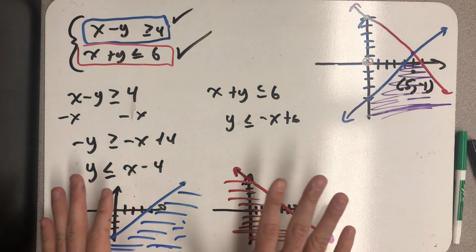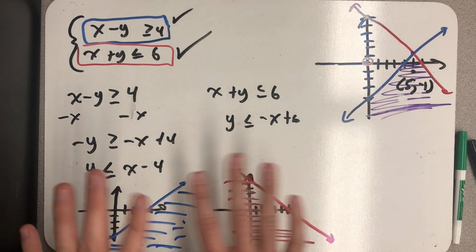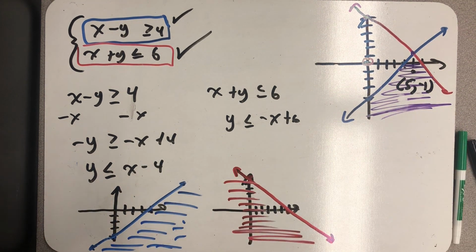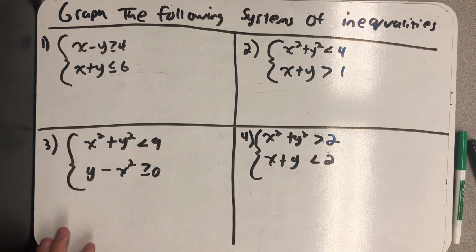What I like to tell students is if I can give myself some kind of reason to shade an area just based on where things overlap, I'm going to shade that, and then I'm going to pick one sample point just to make sure. So we've solved number 1. Let's see if we can figure out number 2.